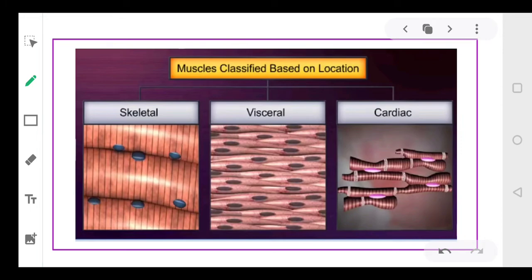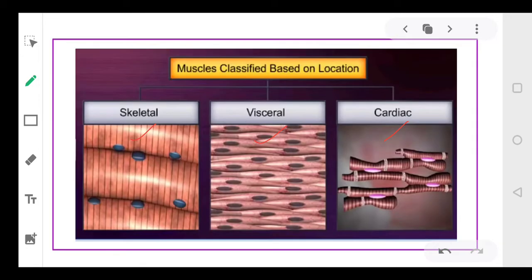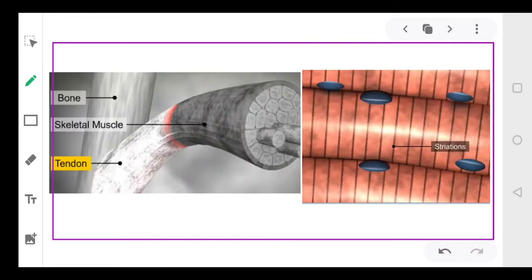So as I was telling you, students, there are three types of muscles: skeletal muscles, visceral muscles, and cardiac muscles. Let's take them one by one. Coming to the first muscle, which is your skeletal muscles. Okay, dear students, first we will take up the skeletal muscles. Now, if you look at these skeletal muscles, can you see the diagram? Just look how beautiful the diagram is, isn't it?